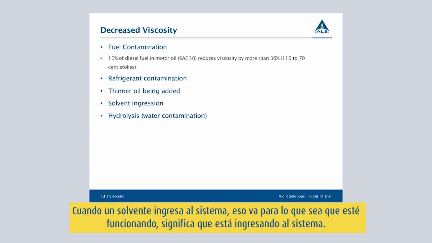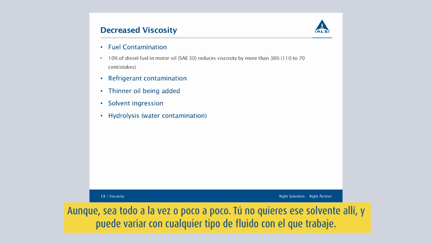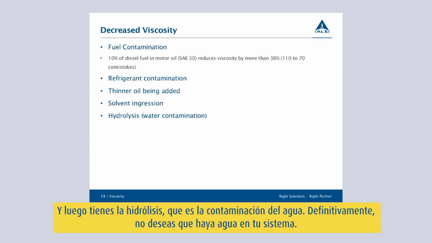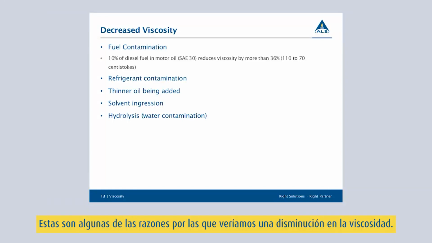Then you have solvent ingression. This is just for anything you're operating. Ingression just means it's being introduced into the system, whether all at once or steadily. You really just don't want that solvent in there. And solvent can range from just any type of fluid that you're working with. And then you have hydrolysis, which is water contamination. You definitely do not want water being introduced into your system. So those are a few reasons that we would see a decreased viscosity.